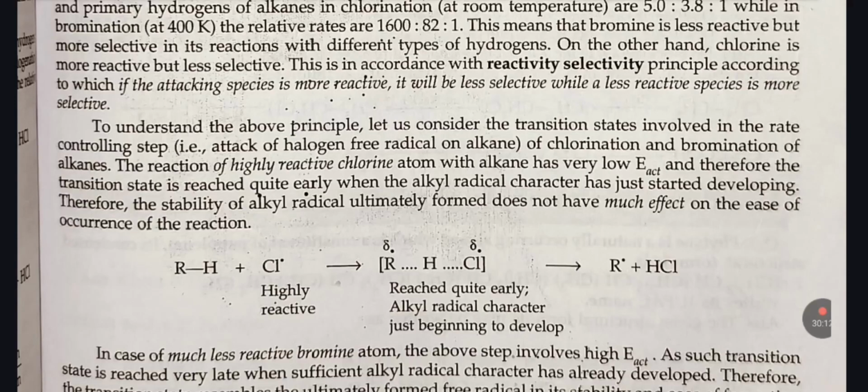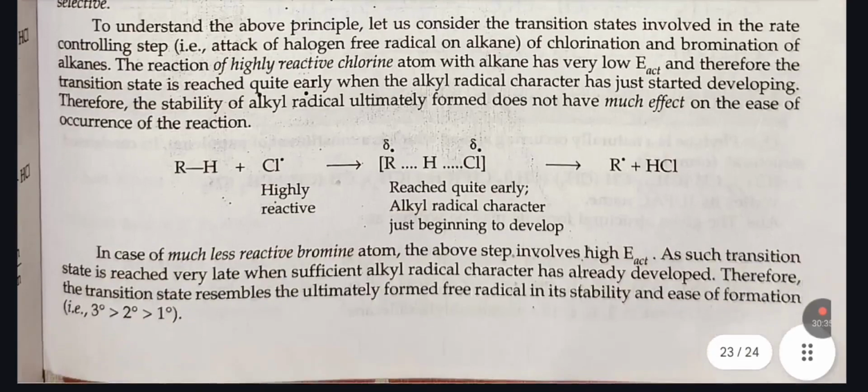On the other hand, chlorine is more reactive but less selective. This is in accordance with the reactivity-selectivity principle, according to which if the attacking species is more reactive, it will be less selective, while a less reactive species is more selective. To understand the above principle, let us consider the transition state involved in the rate controlling step, that is attack of halogen free radical on alkane, in chlorination and bromination of alkane.